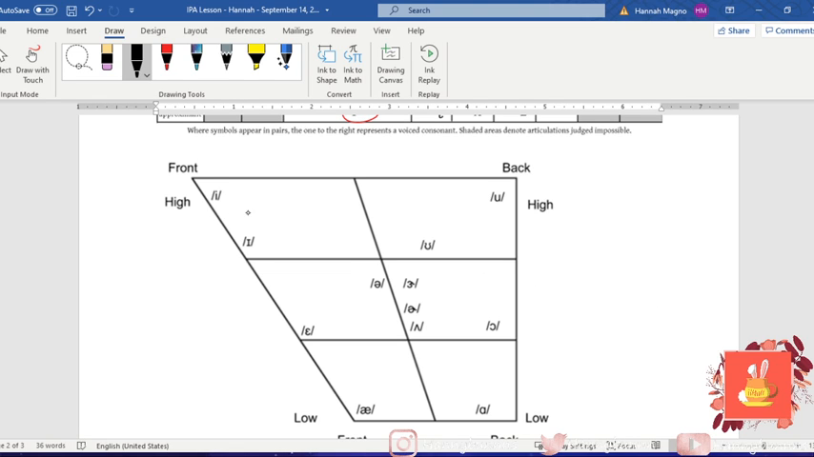So for this one, we use this one. Why aren't you using the red? We use this one, you use that one, this. We use the schwa, we use this one, that one, this one, and that one.